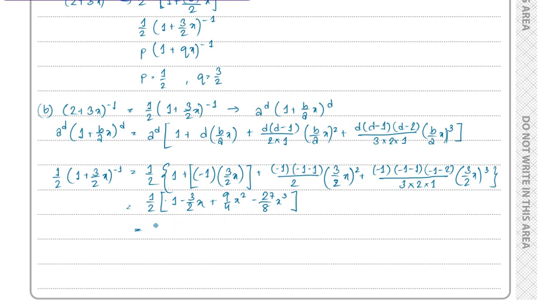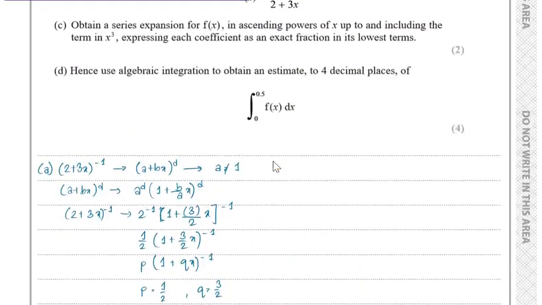So if you multiply a half with all this, then this would be half multiplied by 1 is 1 by 2, and this would be minus 3 by 4. 1 by 2 multiplied by minus 3 by 2x would be minus 3 by 4x, plus half multiplied by plus 9 by 4x squared would be 9 by 8 x squared, and half multiplied by minus 27 by 8x cubed would be minus 27 by 16 x cubed. And this is the answer for part B.